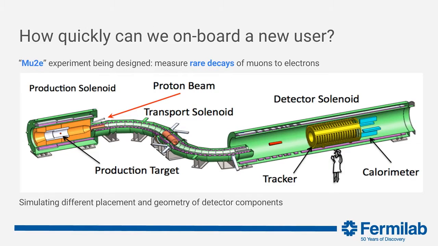So we did this for CMS, for this experiment I talked about, the Large Hadron Collider. We had some credits left over. We had some impetus to see what we could do after supercomputing. So how quickly could we onboard a new user, somebody that hasn't done anything with GCE?